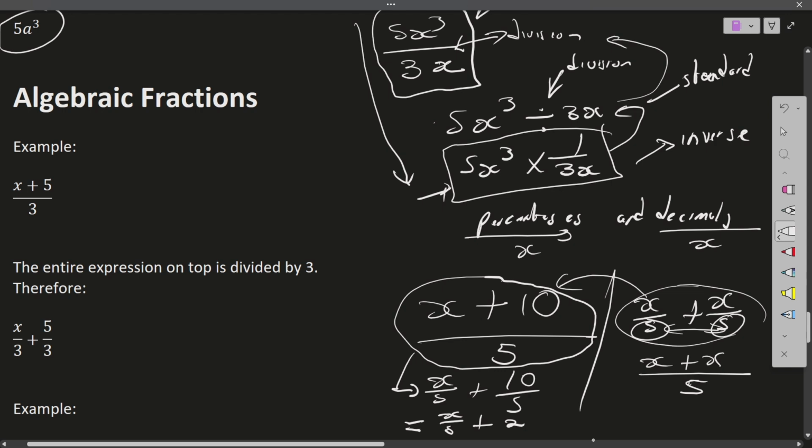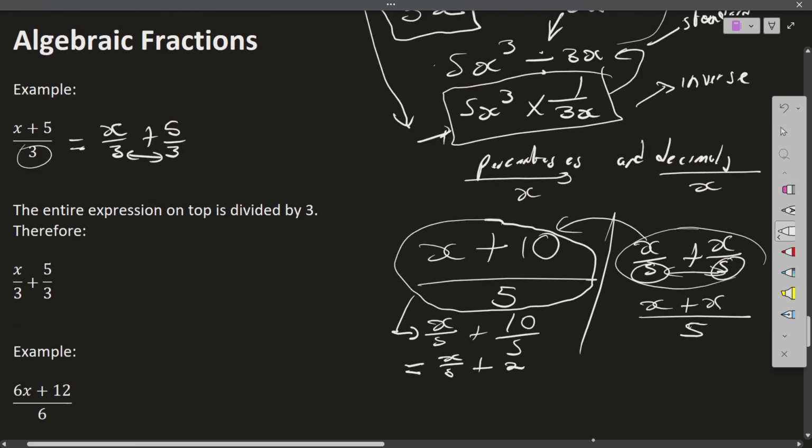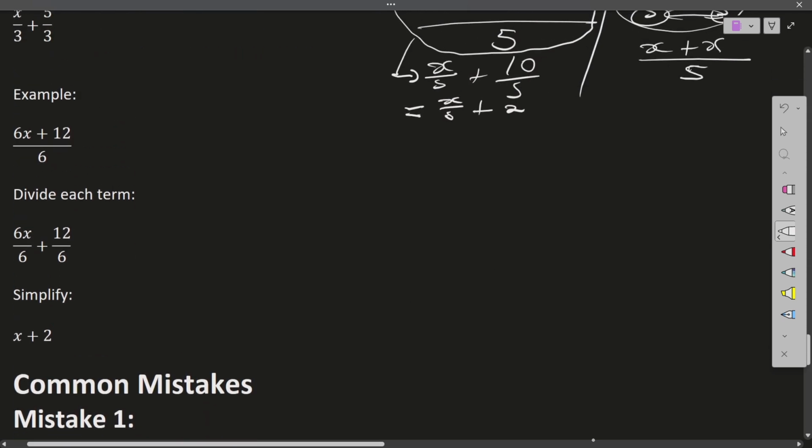Okay, so let's look at this example. X plus 5 divided by 3. This is x over 3 plus 5 over 3. Remember, common denominators. Yes, common denominators. We can just write it like this. You can write it either way. So the entire expression on top is divided by 3. Okay, and so that is how we can write it in its singular form like this. All right, so let's do another example.